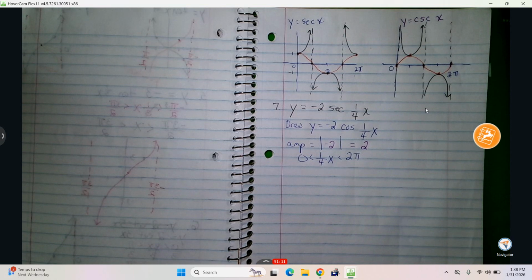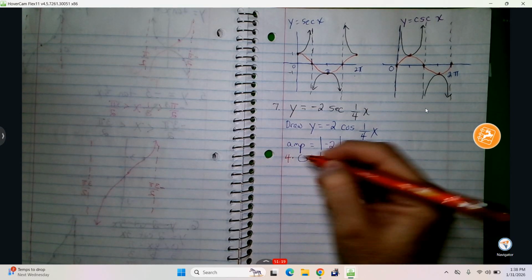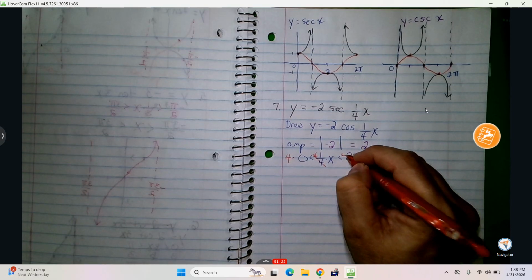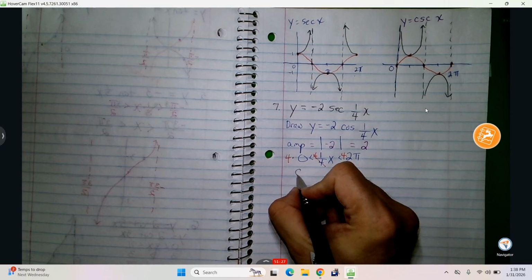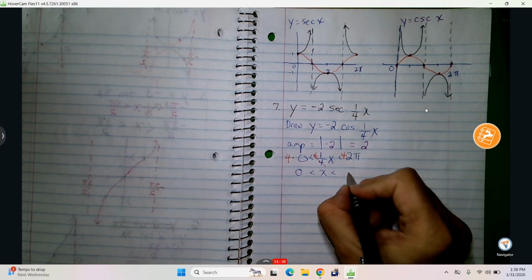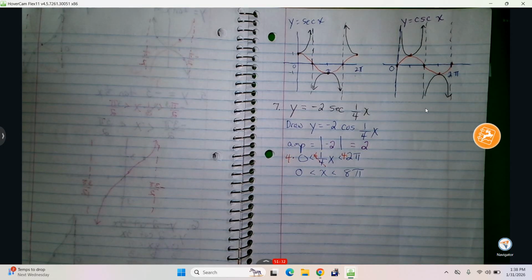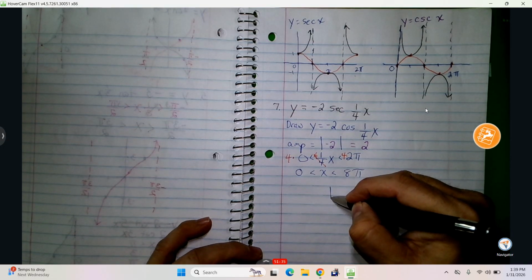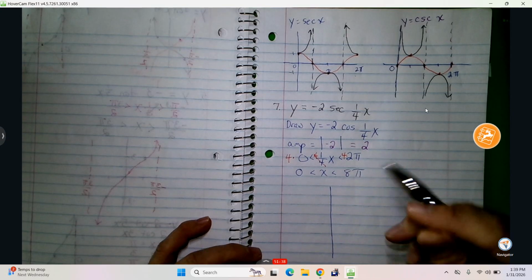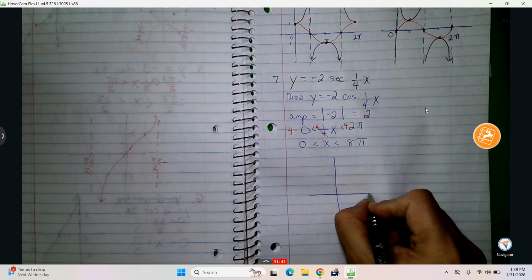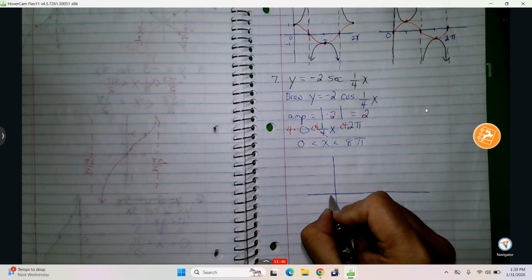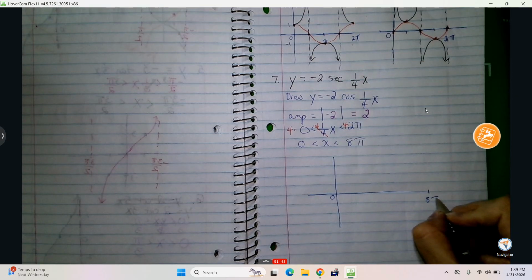Okay. How would I solve that for x? Just multiply right through by 4. That'll get the x by itself, won't it? So we have 0, 4 times 0, x, 8 pi. Zero to 8 pi.